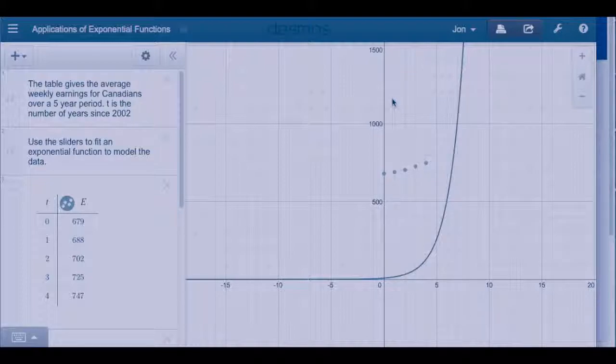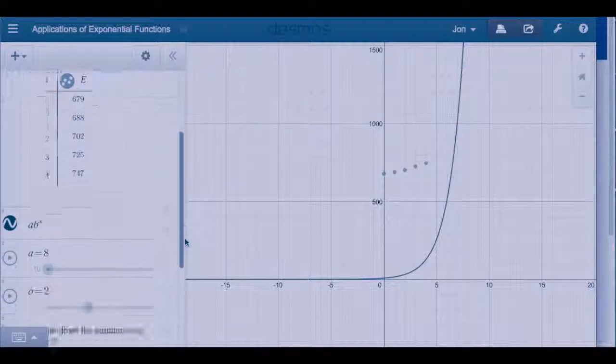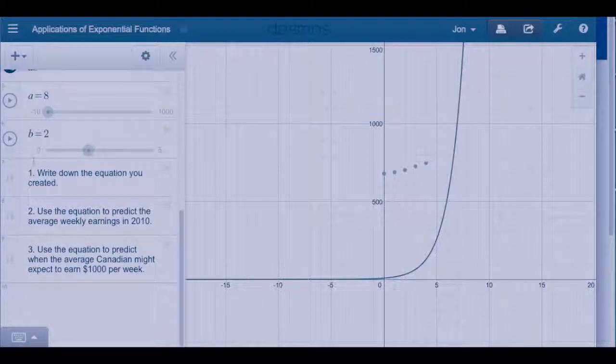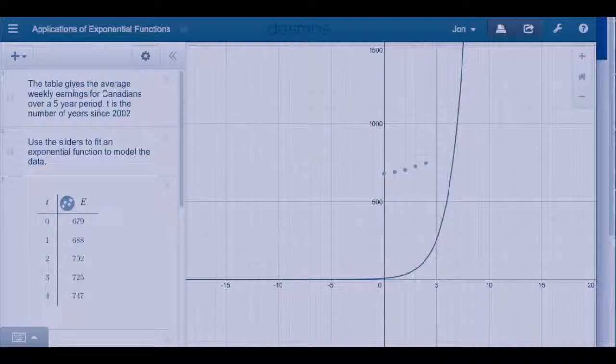Okay, this problem asks you to move some sliders around, and I'm just going to show the solution. I'm going to write my equation, the solution to these three questions, down here, 1, 2, and 3. So we're just going to read it out loud. The table gives the average weekly earnings for Canadians over this 5-year period, where t is the number of years since 2002. So in this table, 0 is the year 2002, then 2003, 2004 and so on. It says use the sliders to fit this exponential function.